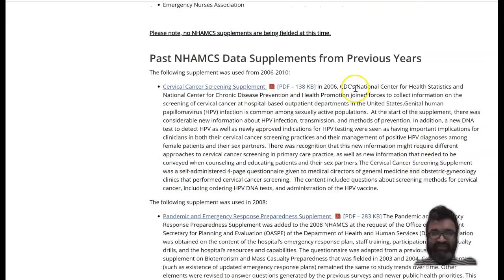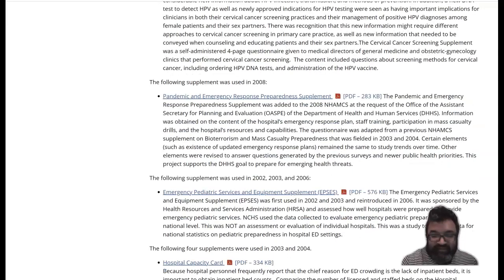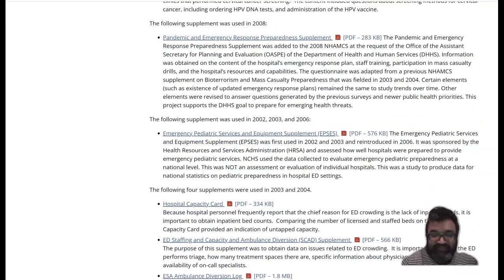Some of the supplements are not asked in every single year. For instance, between 2006 and 2010, there was a cervical cancer screening supplement, so HPV testing did take place during that time. And then in 2008, the Pandemic Emergency Response Preparedness Supplement was administered.